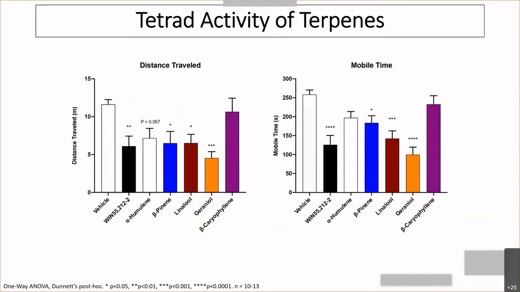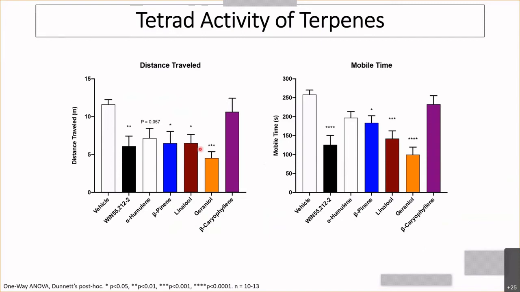And here now we start to see differentiation. So we don't see any apparent suppression with vehicle and beta-caryophyllene in either measurement, whereas the Win55212 and the terpenes do show significant decreases. Alpha-humulene, very close, not statistically significant, but very close. I kind of chalk this one up too as a decrease in hypolocomotive activity. And so this really now fits with the rest of our tetrad experiments.